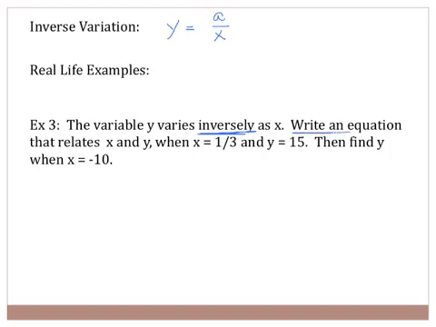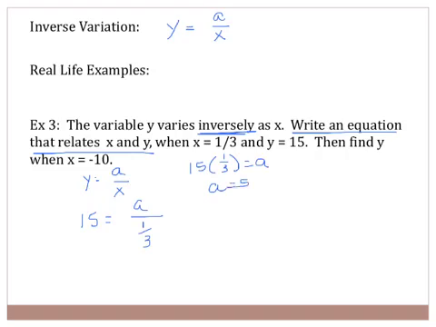So, two-part question again. Write an equation that relates x and y. So y is equal to a over x, which means we need to find our value for a. So y is 15, x is 1/3. So you're going to multiply 1/3 on both sides to solve for a, so a is equal to 5. So your equation is y is equal to 5 over x. That's the first part of your answer.